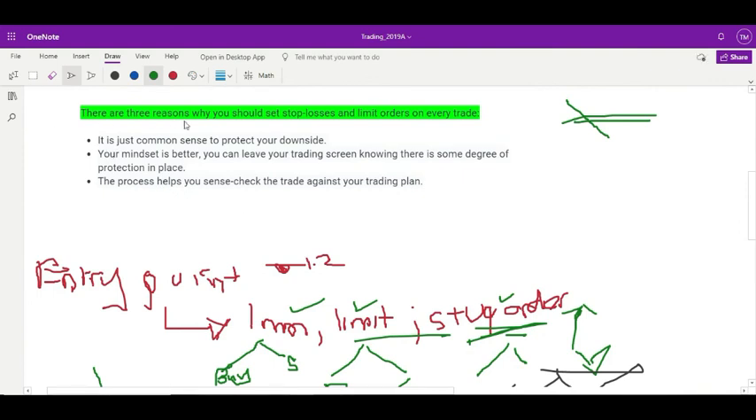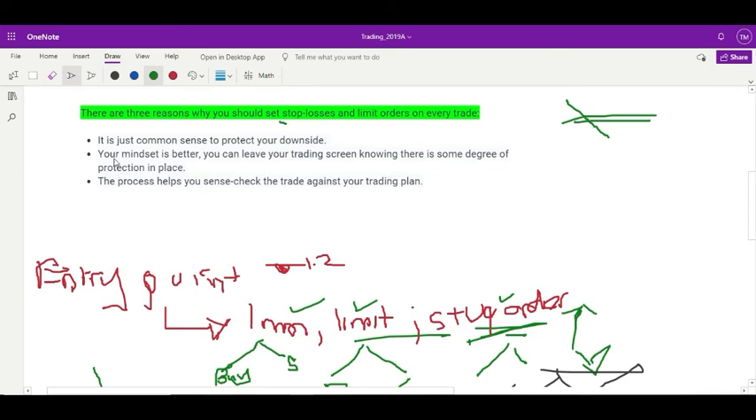So what are the three reasons why you should set stop losses and limit orders on every trade? First, it is just common sense to protect your downside. When you're doing something, you need to limit your risk, right? Everything has a risk. Or you may not want to get into a position at all. We'll explain economic calendars: if there is a high-impact event, I don't want to get into a position. That's what we call risk avoidance. If you do want to get into a position, you need to limit your risk, right?